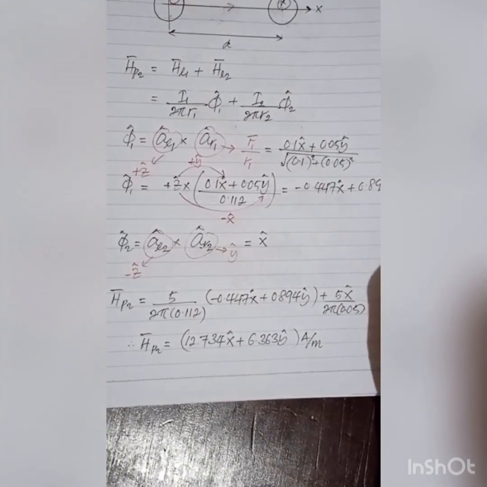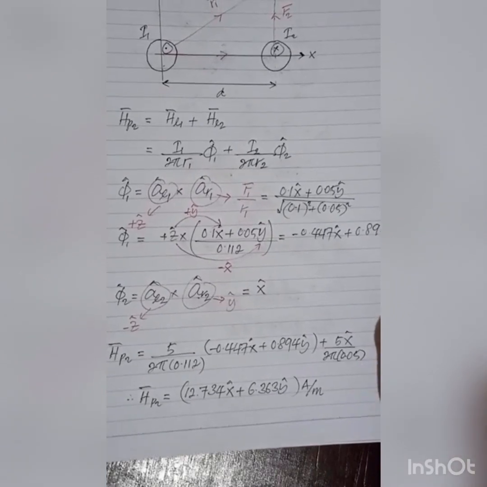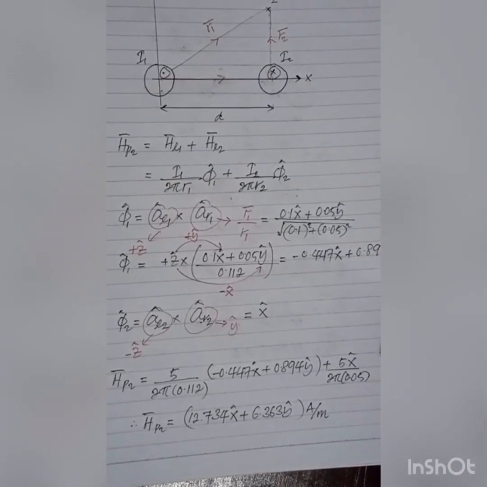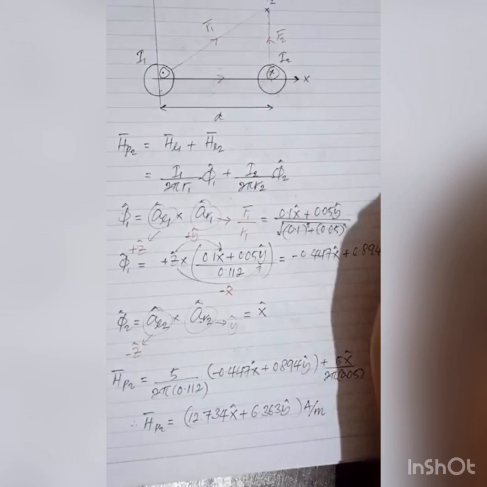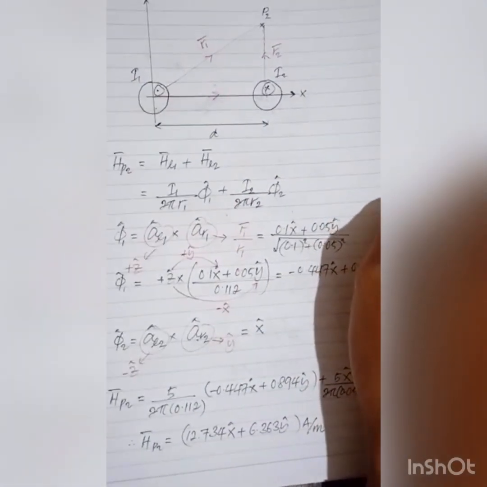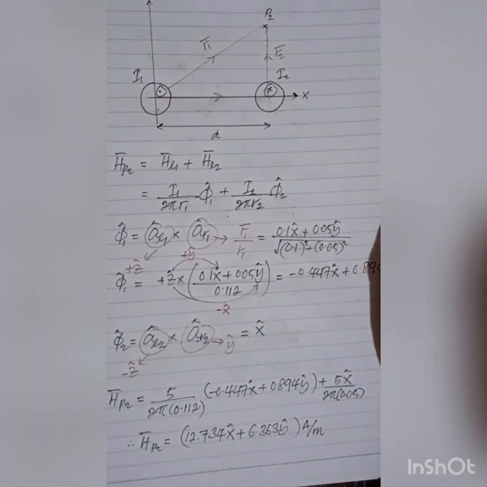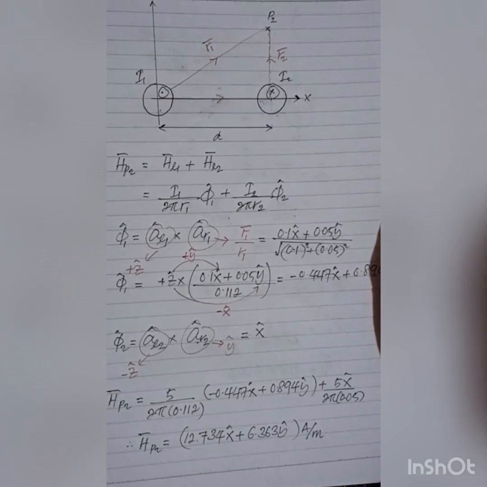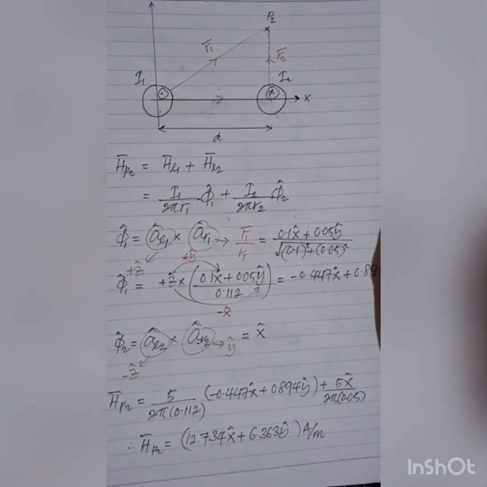Alright guys, this is how we can solve the problem to find the H field at this particular point due to both line currents. I hope you can do it yourself and make sure you get the same answer as mine. Alright, thank you and all the best.